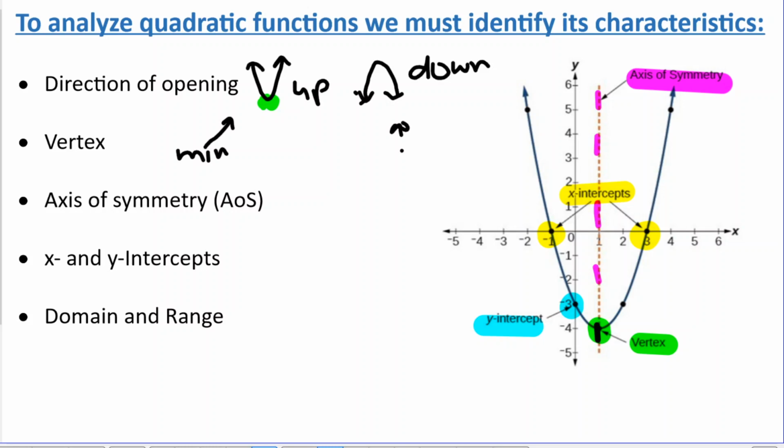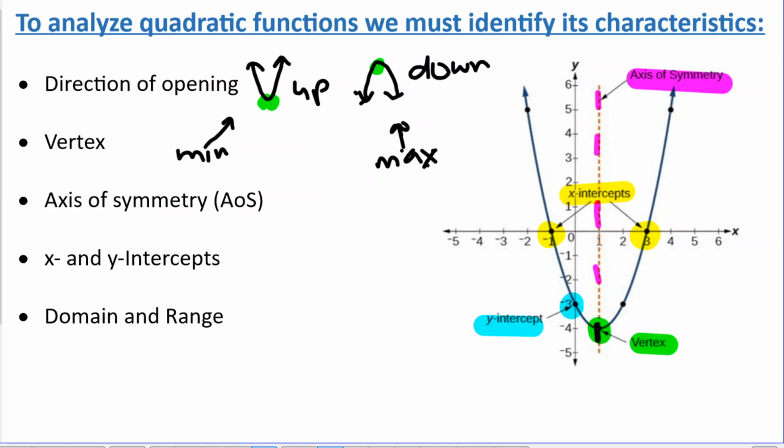Or when our graph is flipped upside down, our vertex is actually the very top, right? It's kind of like a peak of a mountain, a peak versus a valley. And we call that a maximum, right? So it's just ways to describe our vertex.